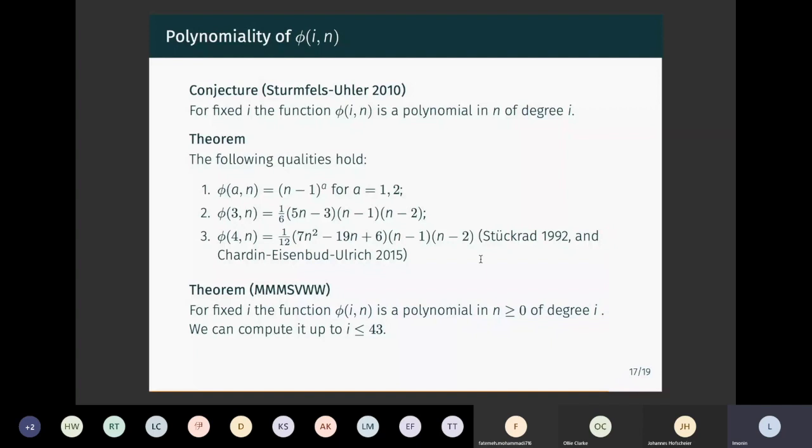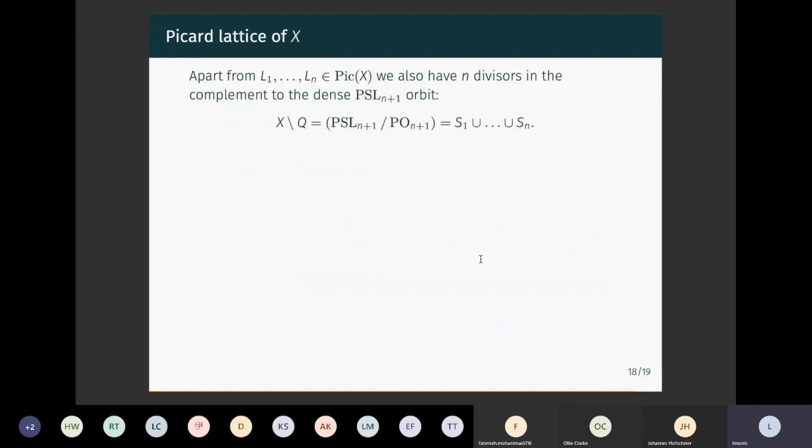Okay, so let me just say a couple of words about how you can get this. For this, you need a third way to compute these numbers, which is related to the others, but slightly different, a new one. So let me first describe the Picard lattice of X. I already told you that we have these classes L_1 to L_n. The way I told you, we have these classes inside the open part, but of course you can take the closure inside the whole X. That's what I mean here.